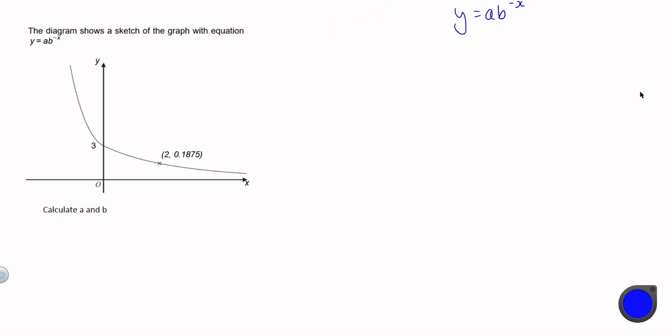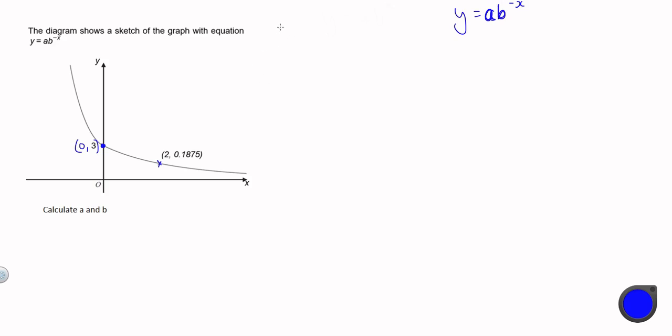Right, there are some coordinates given to me in the question. The intersection is 0 along the corridor, 3 up the stairs, and 1 is given over here, 2 along the corridor, 0.1875 up the stairs. I need to find the value of a and b.